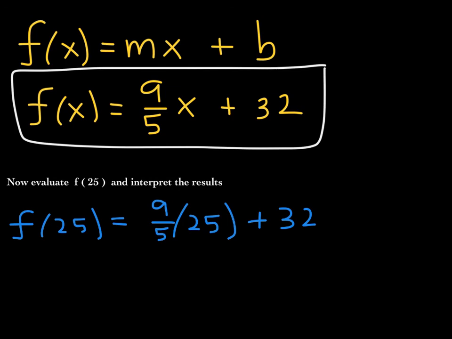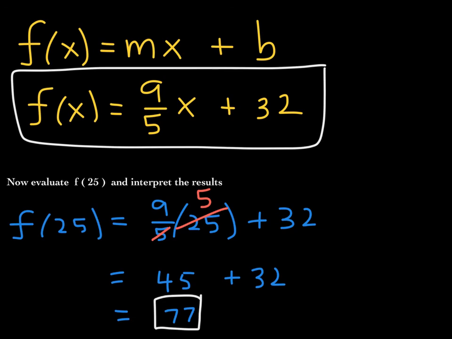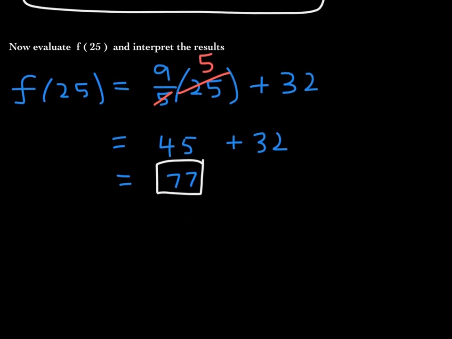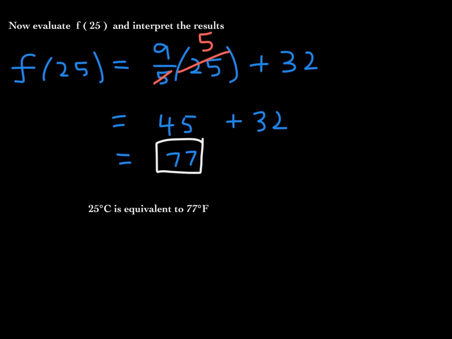I don't know about you, but I always cross cancel. So 5 goes into 25 5 times, right? So then this is going to be equal to 9 times 5, which is 45, plus 32. So then this will be equal to 77. Okay, that's the evaluation. Now, let's interpret the results. So this means 25, which was your x value, is your Celsius degrees, and 77 is degrees in Fahrenheit. In conclusion, 25 degrees Celsius is equivalent to 77 degrees Fahrenheit.